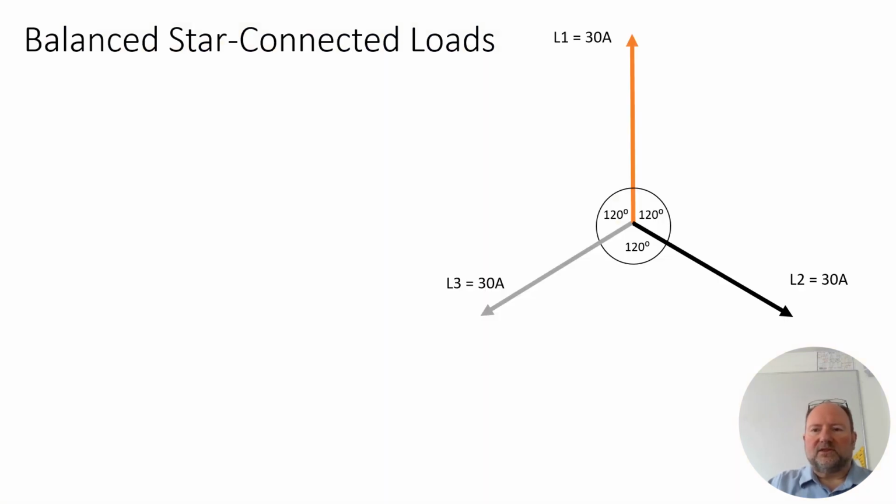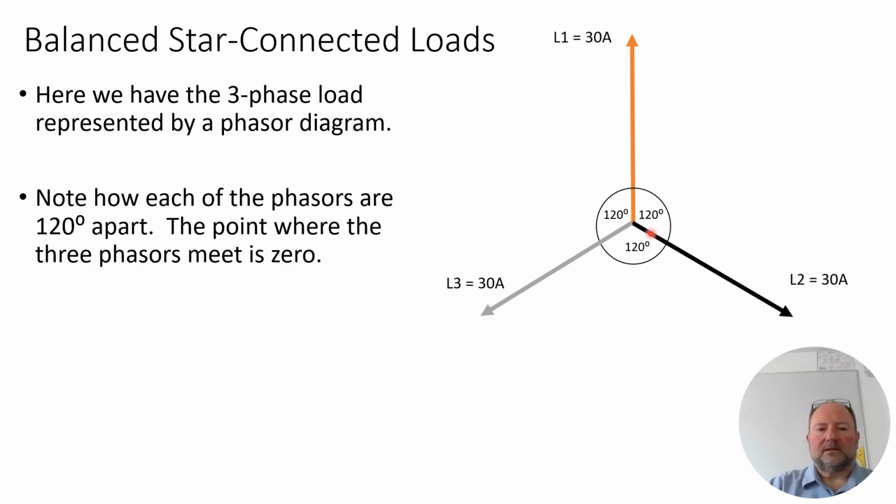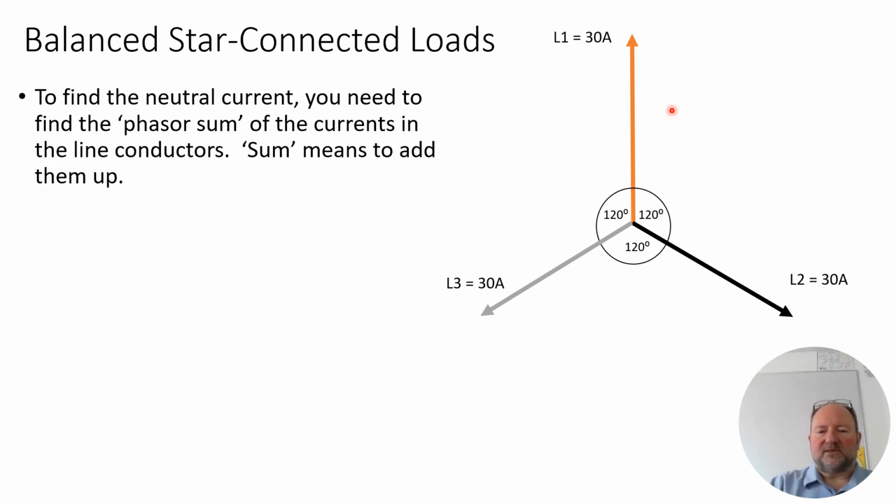So this is a phasor diagram. It's a representation of the three-phase load that we were looking at earlier, where your first line conductor is carrying 30 amps. And then, as you know, the phase displacement for each of the line conductors is 120 degrees. So there's your second line conductor, and then another 120 degrees is your third line conductor. Okay. Now, the neutral current is described as the phasor sum of the currents in the line conductors. Basically, what it means is we're going to add these phasors all together.